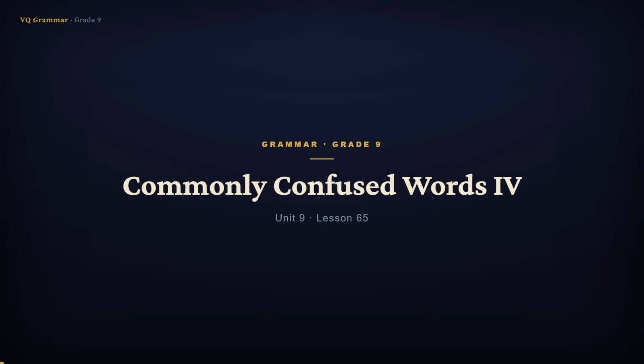This is Unit 9, Lesson 65, and we're rounding up another handful of words that trip up even careful writers. Today it's a mix of little usage traps. This kind versus these kinds. The classic lay and lie. Set and sit. Than and then. The famous there, their, they're trio. And the redundant phrase, the reason is because. None of these are hard once you know the trick behind each one.